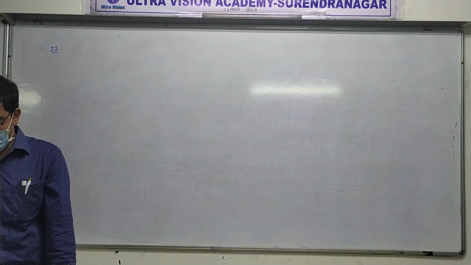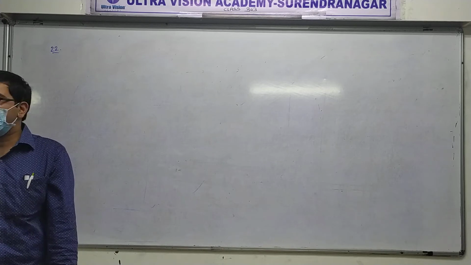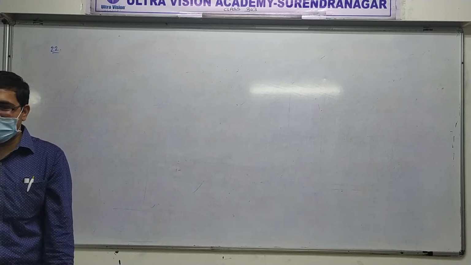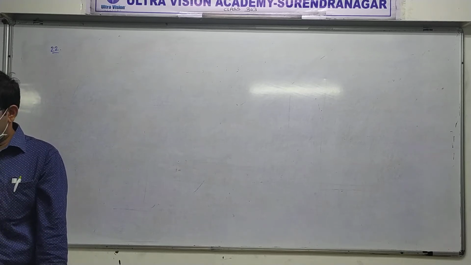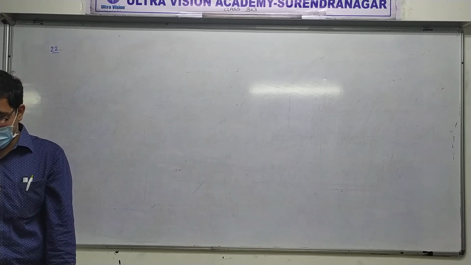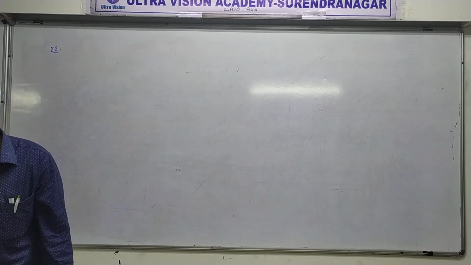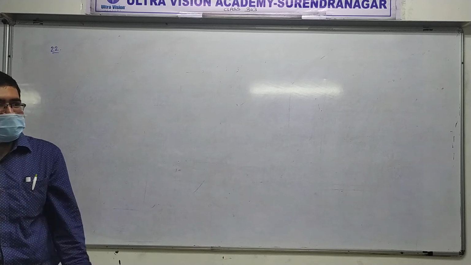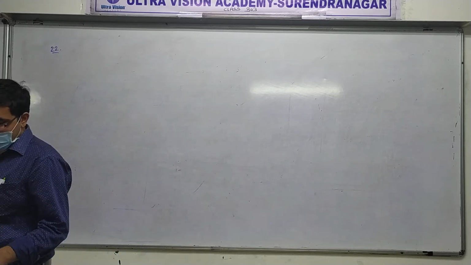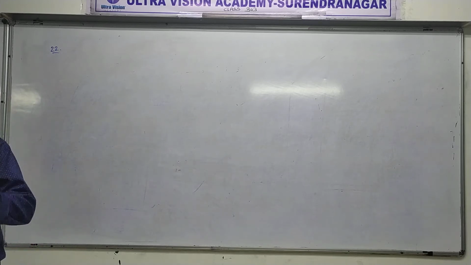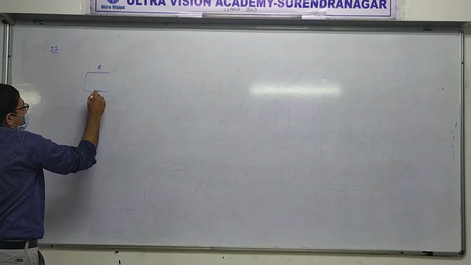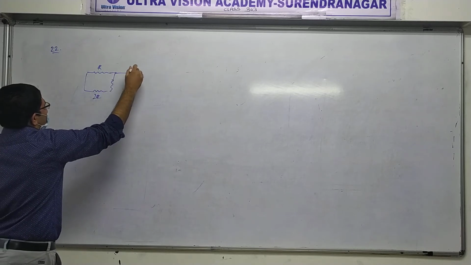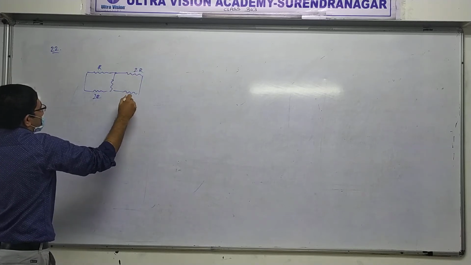So, what kind of circuit is this? Is it a Wheatstone bridge? Yes. Is it balanced or not balanced? Balanced. See, on the left side the ratio is R upon 2R, and on the right side the ratio is 2R upon 4R. I hope everybody is seeing that. So this is a balanced Wheatstone bridge.